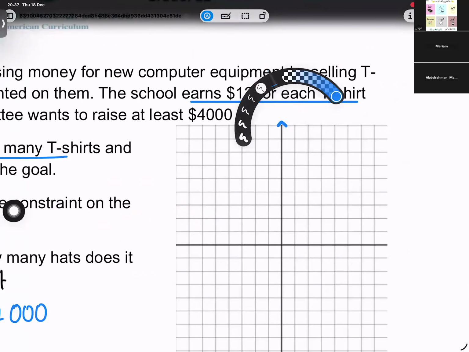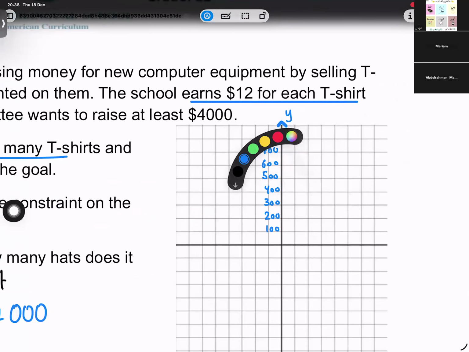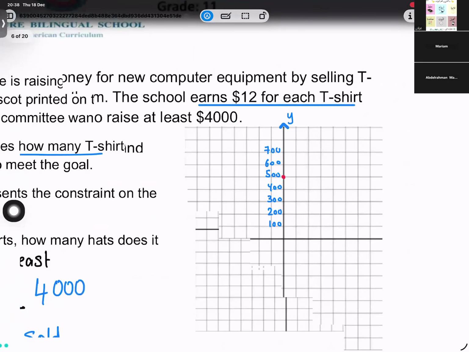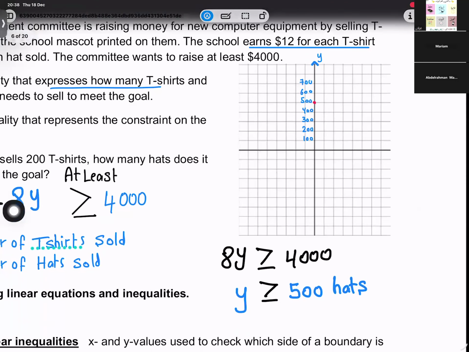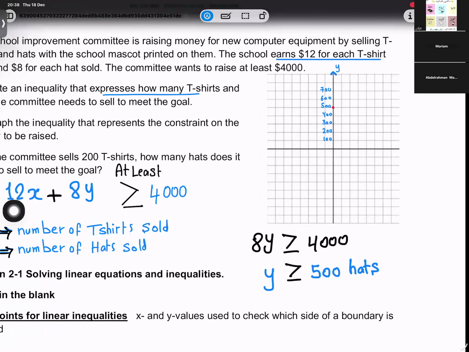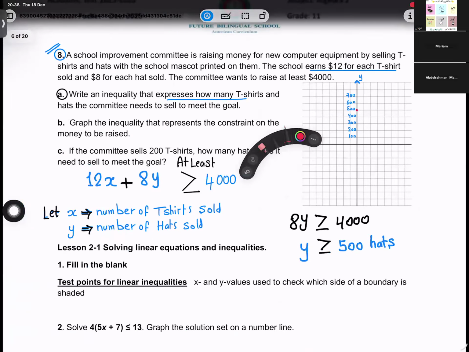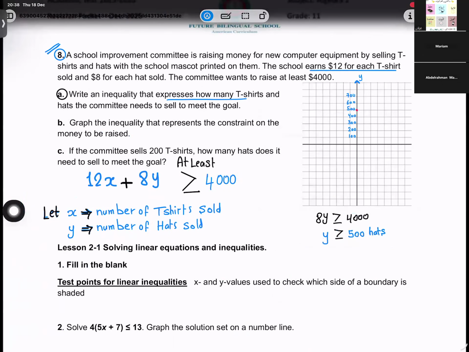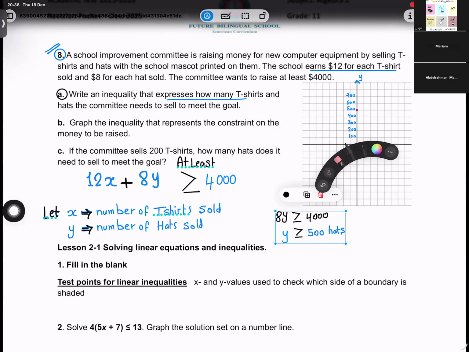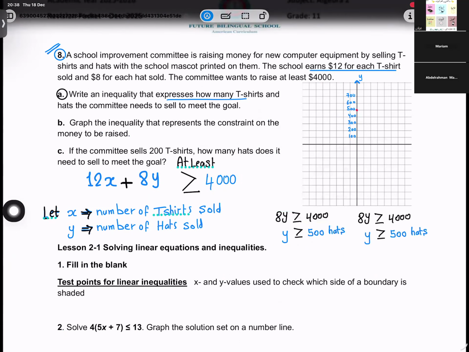Do it by hundreds. Excellent. 1, 2, 3, 4. And then for the x, we do the same thing to isolate it. 12x.